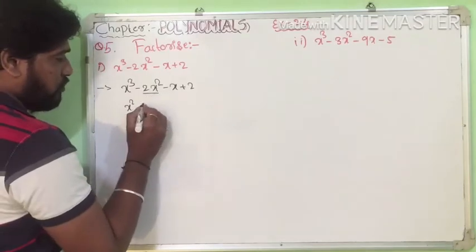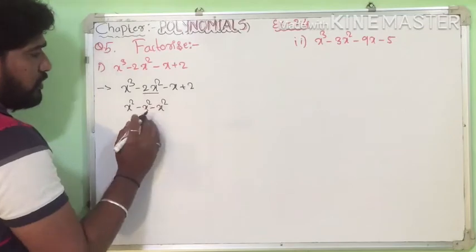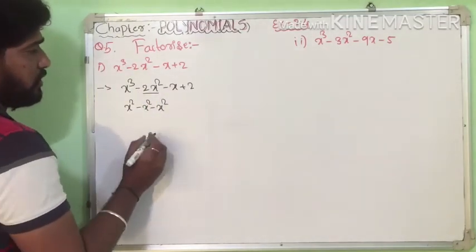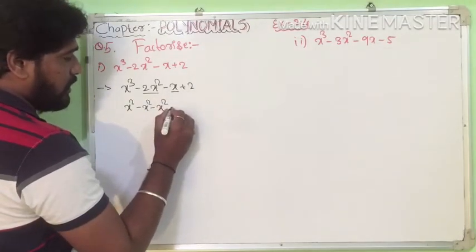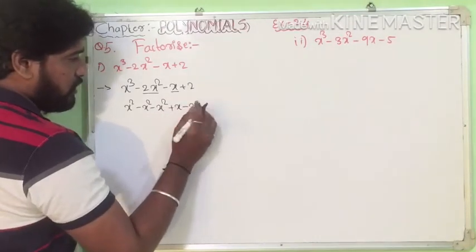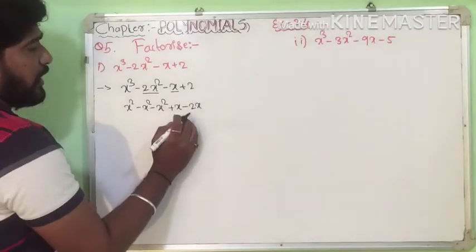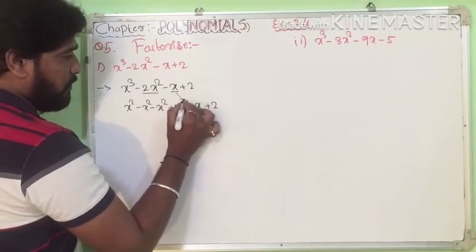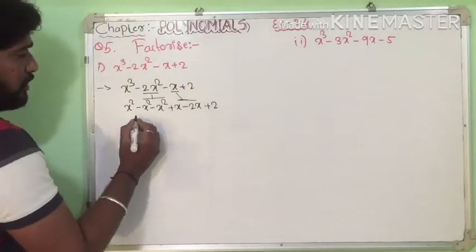So this 2x square we can write as minus x square minus x square. So minus x square minus x square becomes minus 2x square, right? And similarly we can write this minus x as plus x minus 2x. So plus x minus 2x, we get minus x, right? So plus 2. So this one we modified like this, and this two terms modified like this. Is it clear?